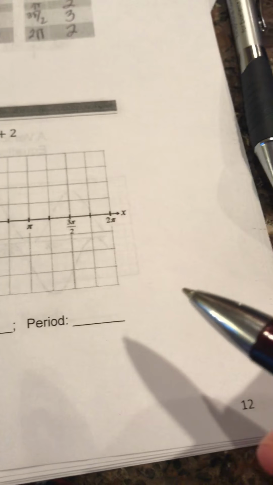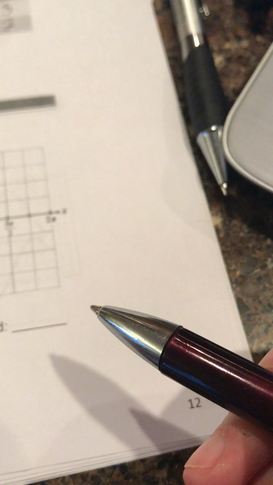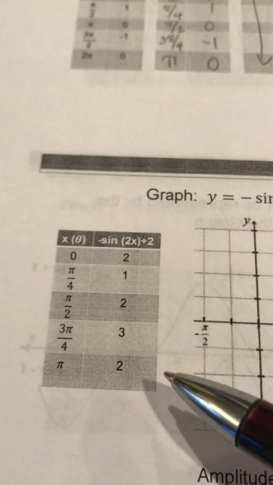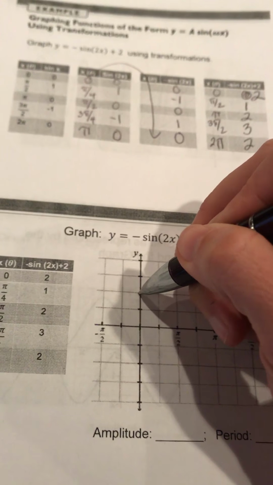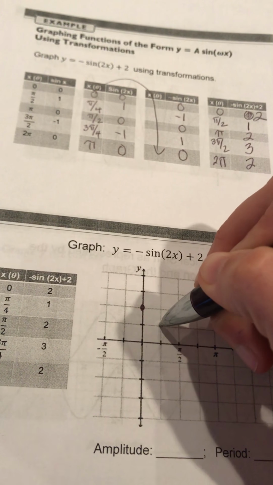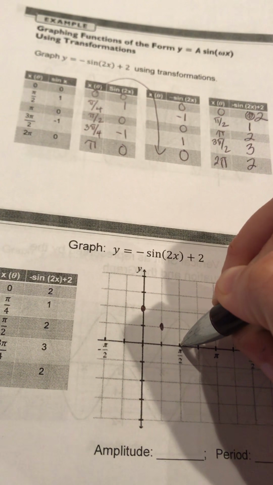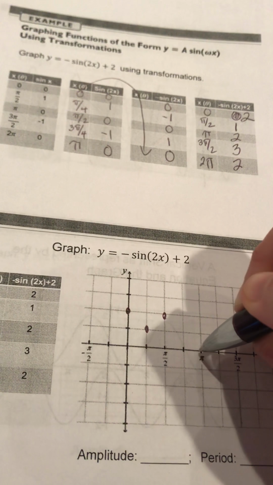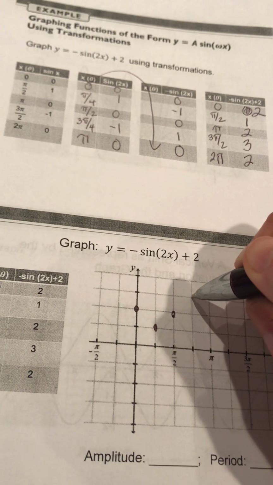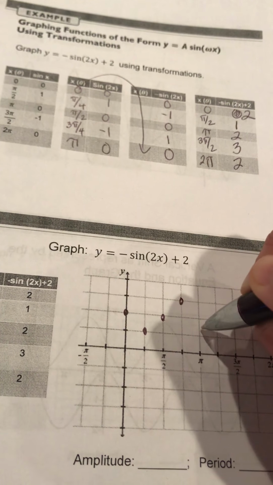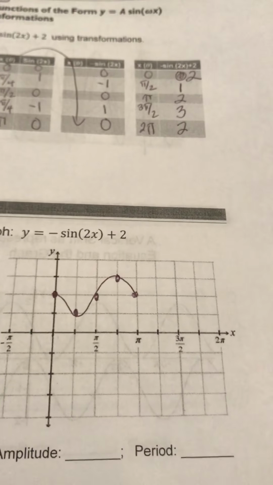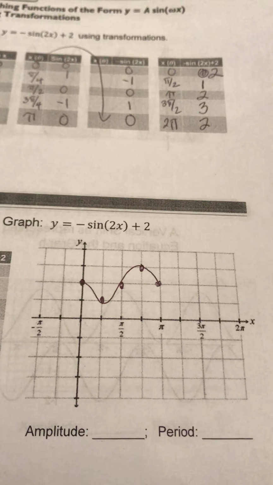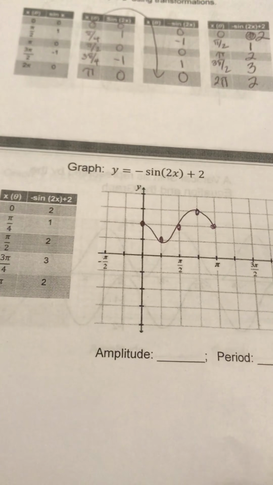All right, and then we see our final chart here. It's exactly what we just came up with, and we are ready to plot it. So when we plot it, I'm just going to plot these dots real quick. 0, 2, pi over 4, 1, pi over 2, 2, 3/4 pi at 3, and then pi at 2. And we have that right there. And that takes us through 1 complete period, and it will just repeat that again.